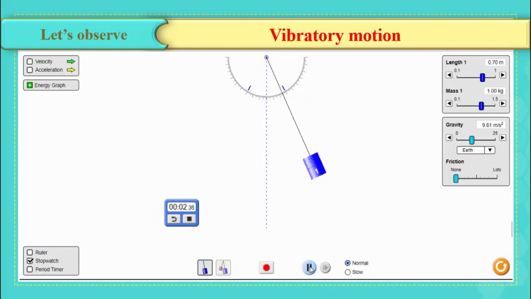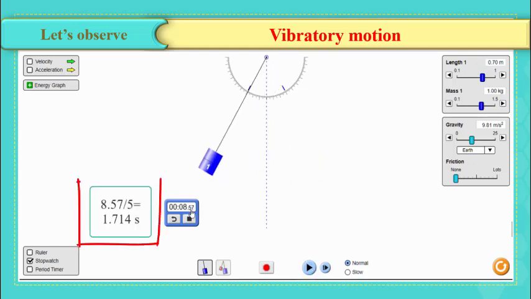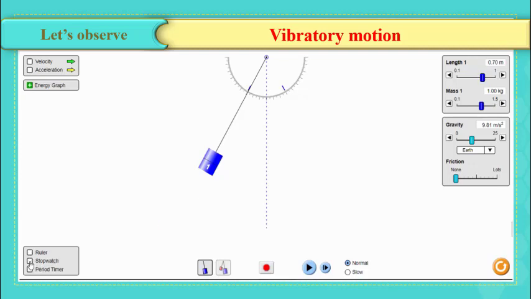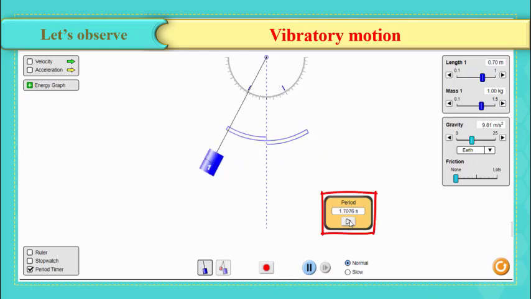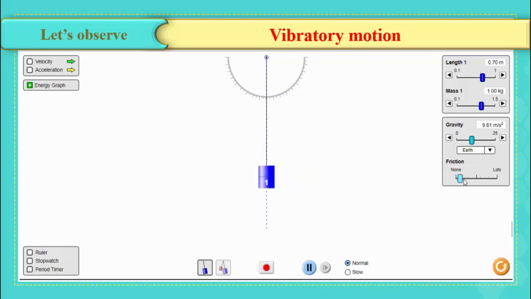Now we will measure the time taken by 5 successive oscillations to be completed, and the obtained value is 8.57 seconds. Calculating the average, we obtain 1.714 seconds. Notice that the values are very close to each other. Now we will calculate the exact period using the period timer, and the value of the period is 1.7076 seconds.